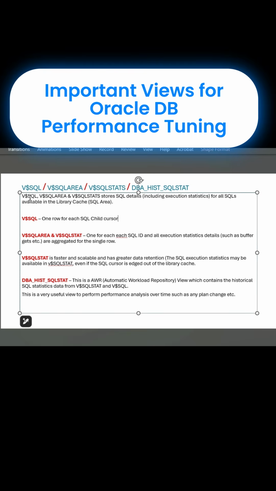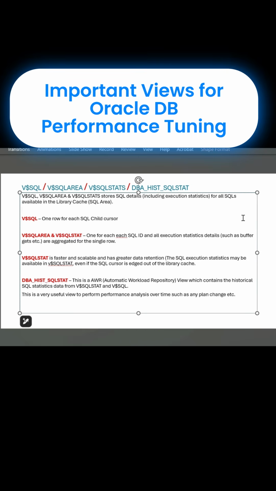All the first three views, V$SQL, V$SQLAREA, V$SQLSTATS, store the SQL details, including the execution information for all the SQL that are available in the library cache, which is called SQL area. SQL area is one of the components in the library cache. As long as the SQL is found in the library cache SQL area, you will see that entry in these views. But the difference is V$SQL contains one row per each SQL child cursor.